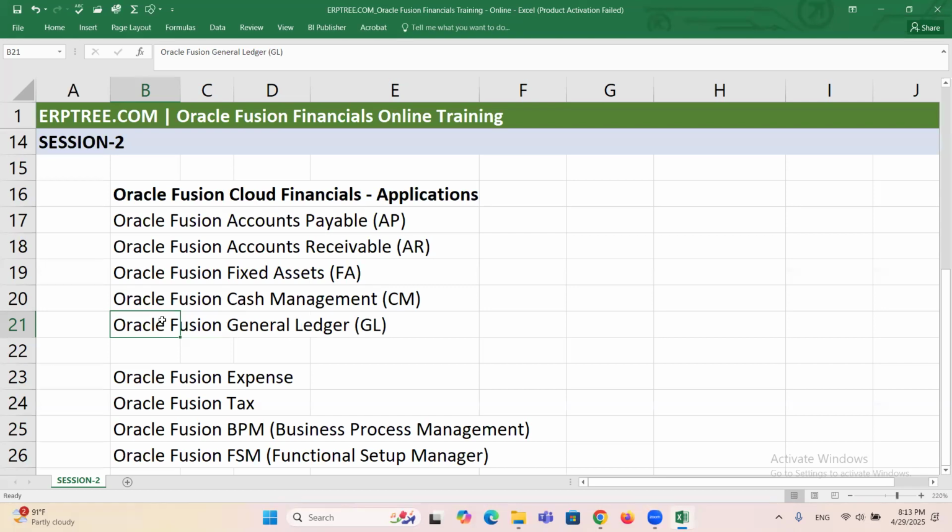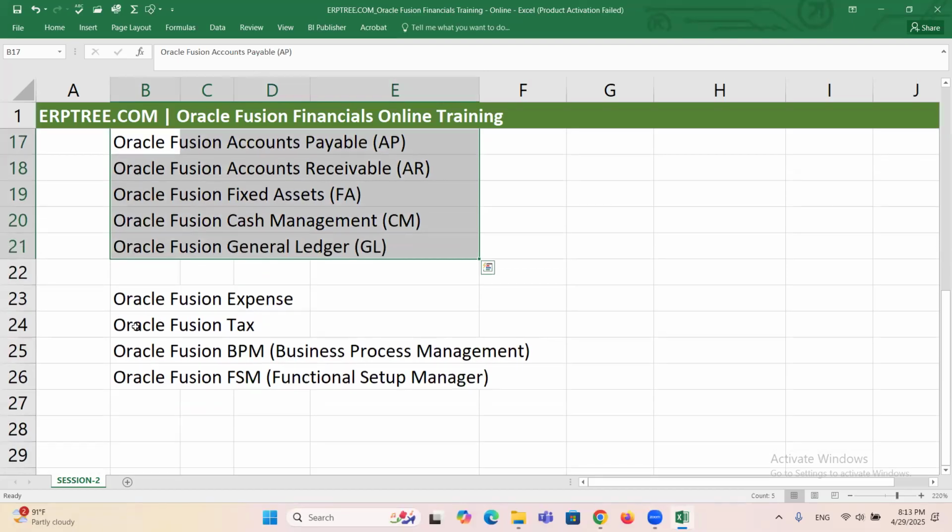So when we talk about financials applications, these 5 applications are primary applications. Along with these 5 applications, these are kind of supportive applications, and expense is the additional application, which is a very, very small application. So let's talk about these applications. From which application, what we are going to learn, let's focus on it.